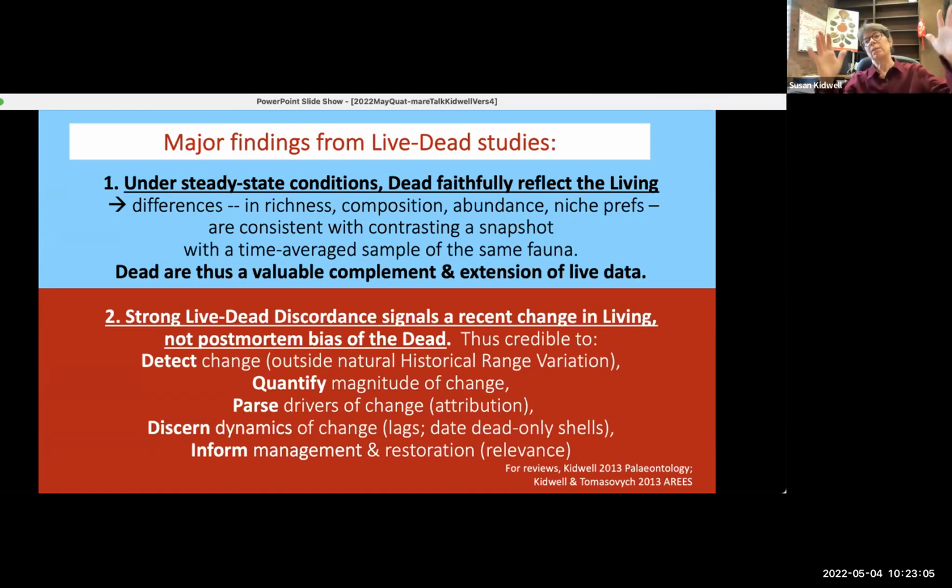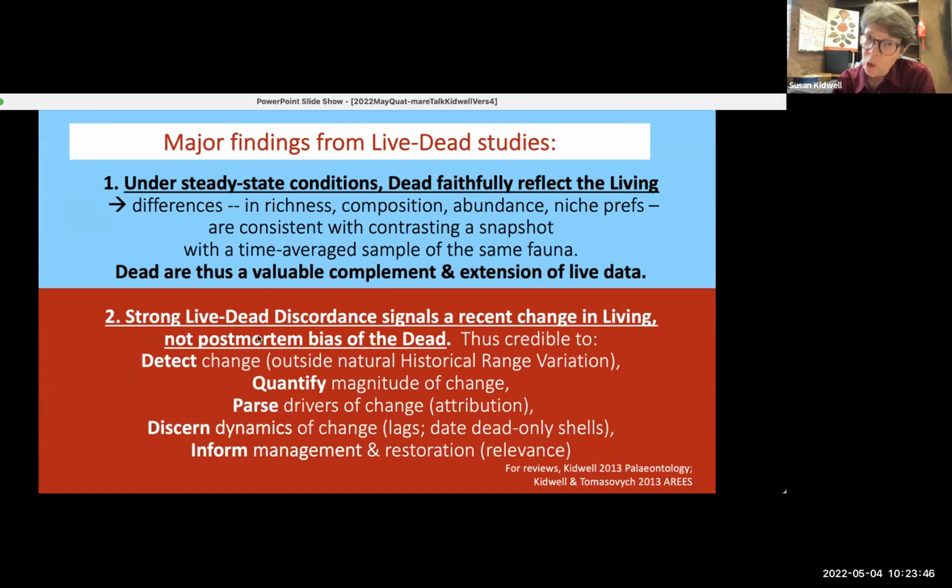Okay, so to summarize, all this work, including Adam and I have looked at a lot of different things. Our major findings: under steady state conditions, dead faithfully reflect the living. And we can look at all kinds of different measures, including niche preferences, that is the bathymetric distribution of taxa. These are all consistent with the differences. The live dead differences in these settings are consistent with contrasting a snapshot with a time averaged sample. And so the dead are obviously then a very valuable complement and extension, seeing deeper into the past of the data you have on hand from the living.